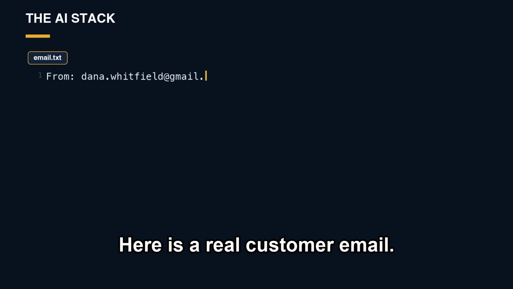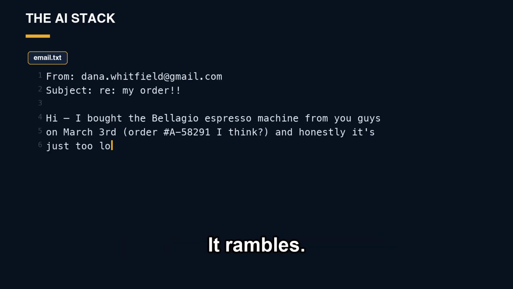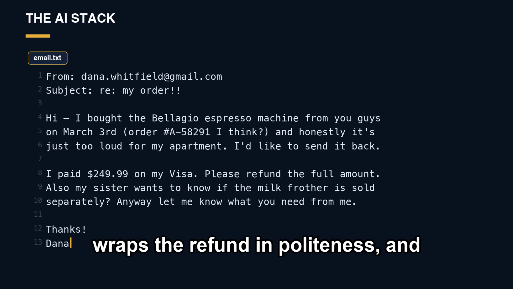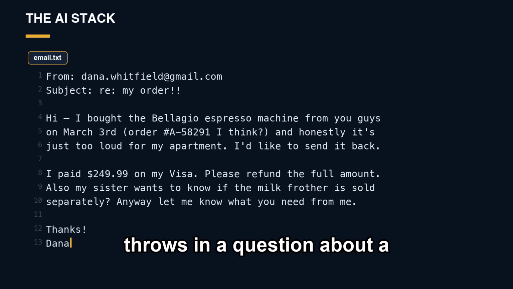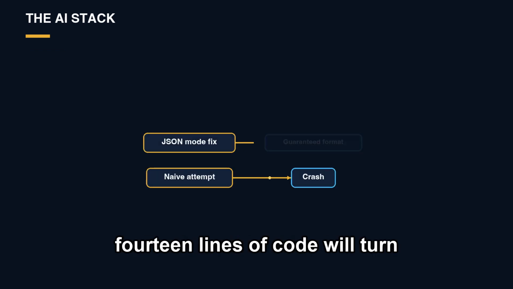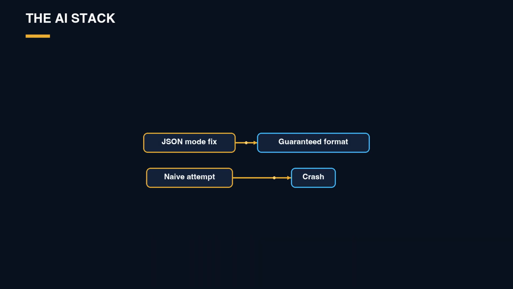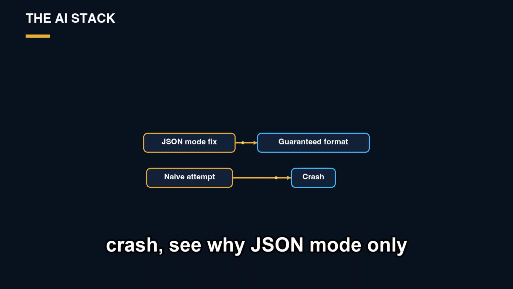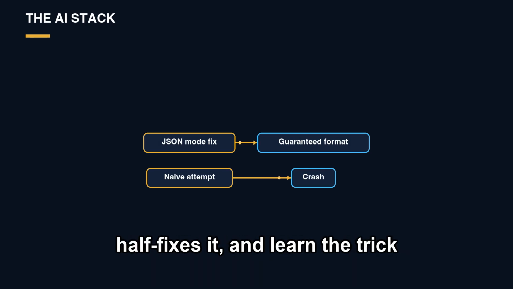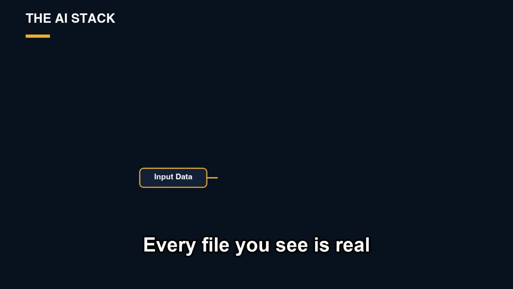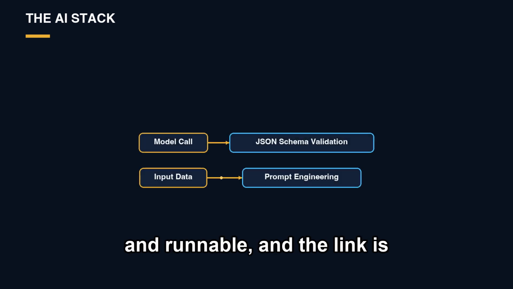Here is a real customer email. It rambles. It buries the order number mid-sentence, wraps the refund in politeness, and throws in a question about a milk frother. By the end of this video, 14 lines of code will turn this exact email into a clean, typed database record. You will see the naive version crash, see why JSON mode only half fixes it, and learn the trick that makes the format physically guaranteed. Every file you see is real and runnable, and the link is below.